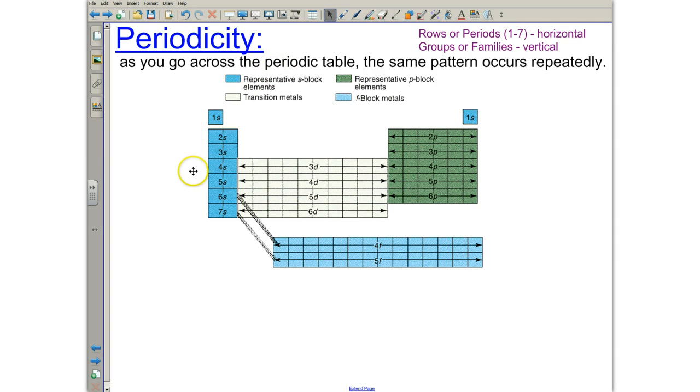So for example, if I go across this row, I would go through elements that are highly reactive metals, and then I would go through elements that are not as reactive metals, but still metals. Then I would go through some metalloids, and then some nonmetals, and then a really unreactive nonmetal. If I go down to row 5, I would go through the same pattern: highly reactive metals, not as reactive metals, some metalloids, some nonmetals, and then some non-reactive nonmetals.